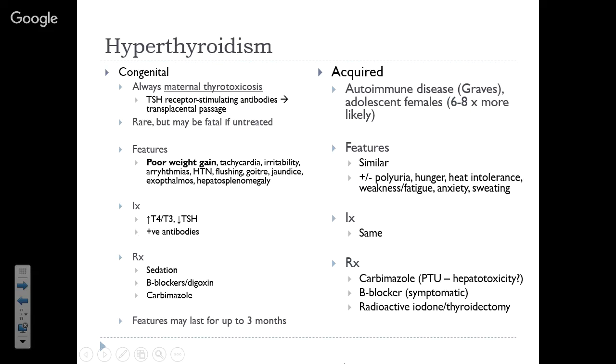Acquired is more commonly due to autoimmune disease like Graves' and more common in adolescent females. Features are similar, plus or minus the other classic symptoms of hyperthyroidism, so heat intolerance, anxiety, sweating. Investigation is the same, treatment largely the same, with the addition of radioactive iodine or thyroidectomy.